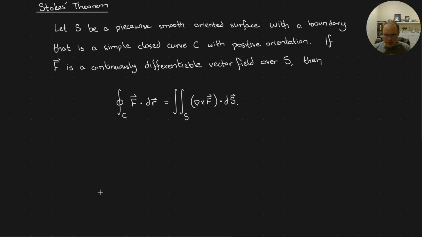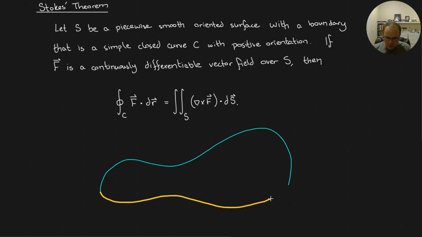We have some nice piecewise smooth surface S, and then the boundary of that surface is C. So the boundary of the surface right here is C, but the surface itself is S. Now, in order to make this work, we have to make sure that there is some sort of relationship in terms of the orientation between our surface S and the boundary C. We call this relationship positive orientation.